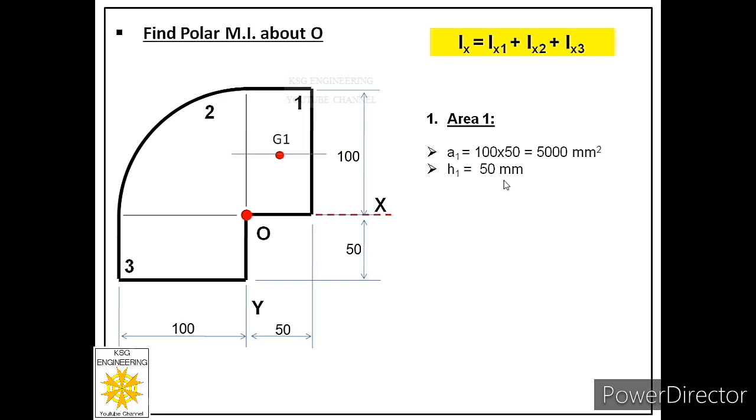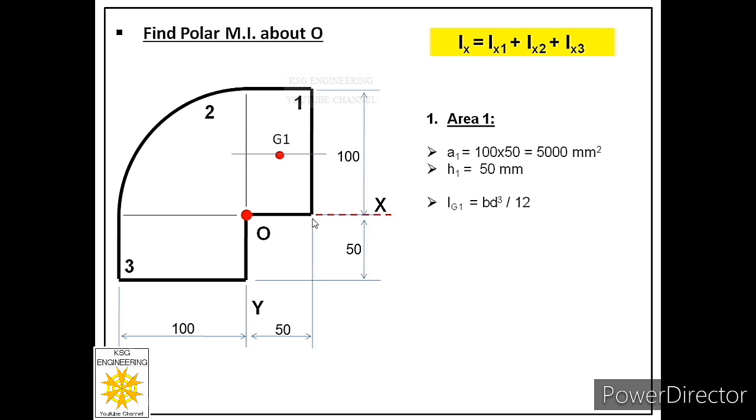Now what is the next step? Next step is we will find the area moment of inertia of area 1 about its own centroidal axis. How can we find that? We know that for a rectangular area, the moment of inertia about its own centroidal axis is given by the formula BD cube by 12.